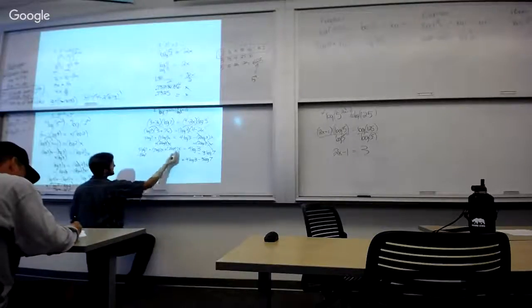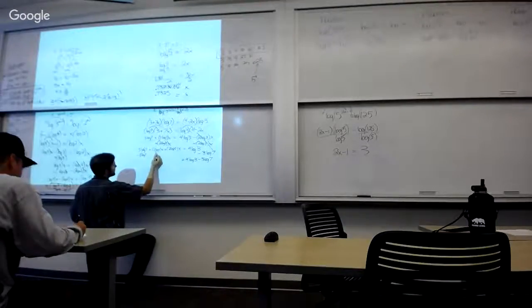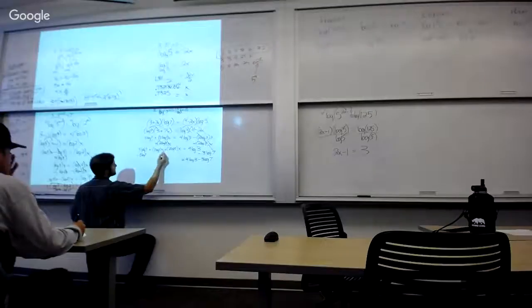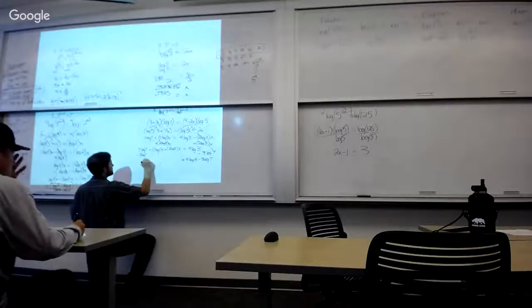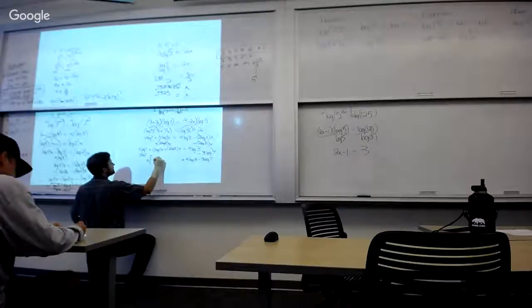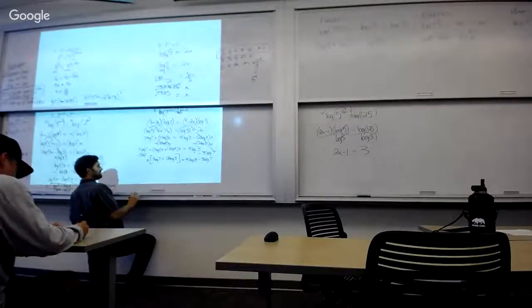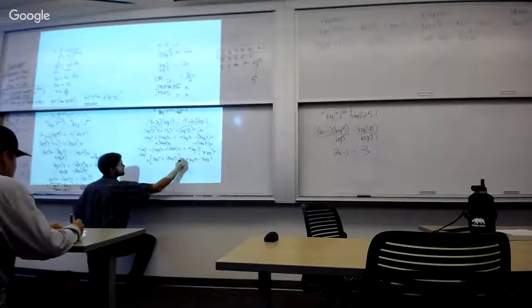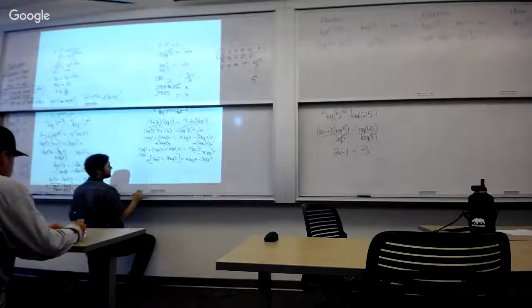Now, what do we do with the x again? If this was 5x plus 6x, we could just add 11x, but we don't know what these are, so what can I do with the x? I factored it out front. So now I have (7 log 7 plus 2 log 3). Oh boy.